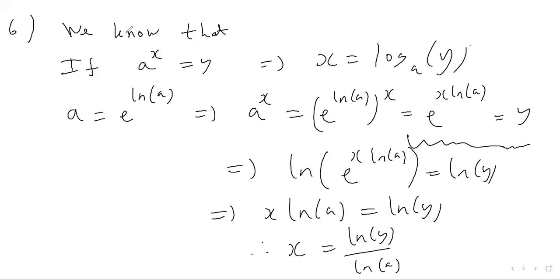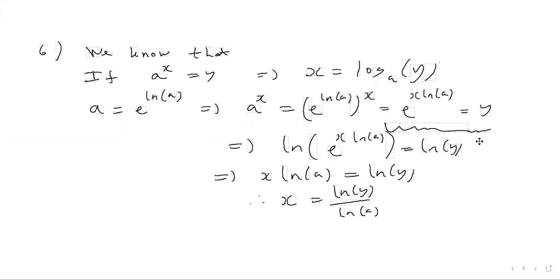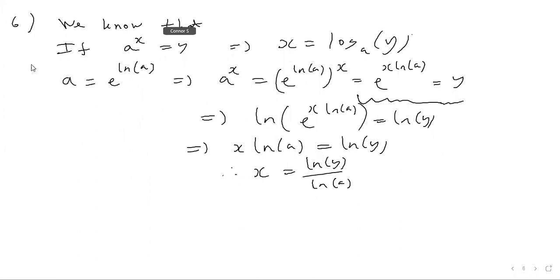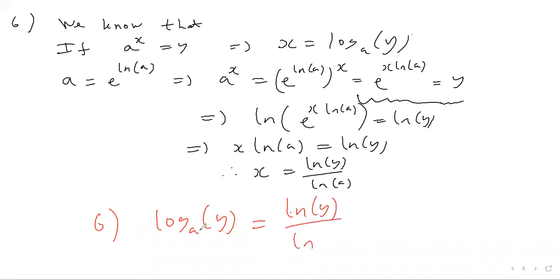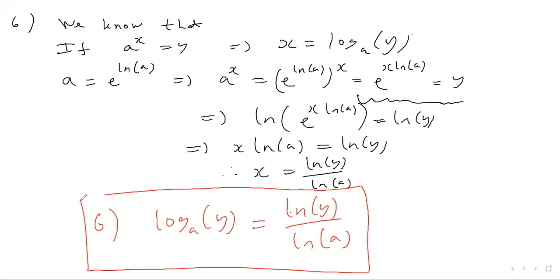So what was x in the first place? Well, in the first place, x was log base a of y. So actually we get our final rule, which is a very useful rule, is this one here. Our final rule, number 6, I'll do this in red: log base a of y, so this x there, is equal to ln of y divided by ln of your base, which in this case is a. So that's our sixth and final rule.